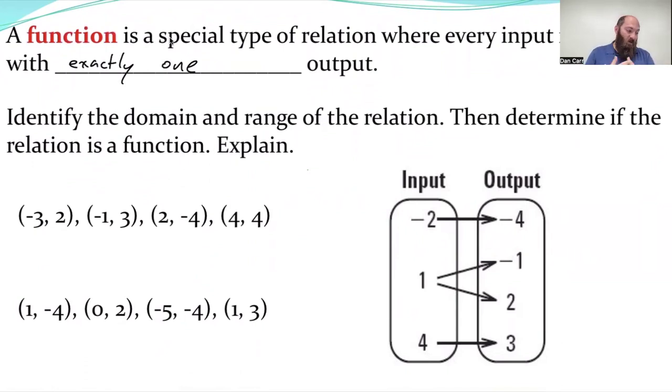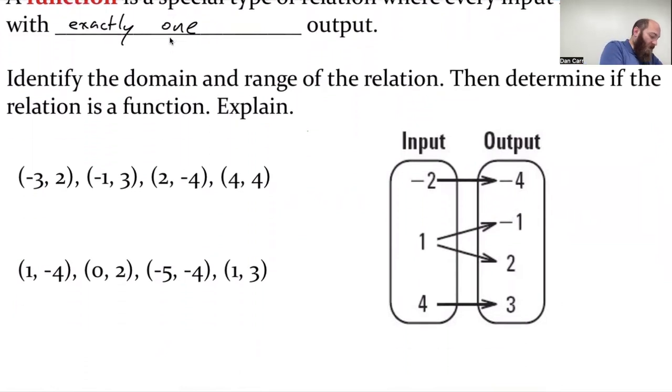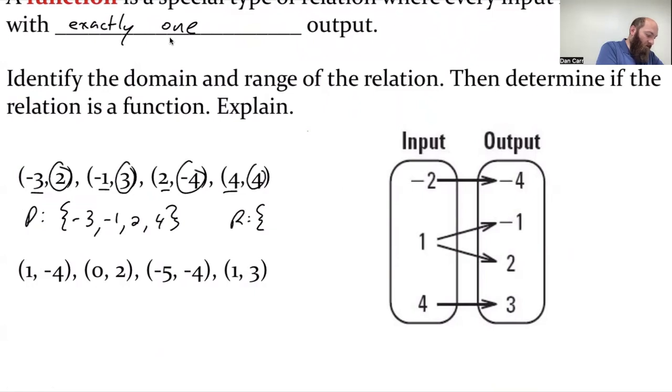So down here: identify the domain and range of the relation, then determine whether the relation is a function. In this case, I'll write domain, using set notation. The domain is all the X values, so I'm just going to write them out as a list: -3, -1, 2, and 4. The range is going to be the same way. I'm going to go with all my Y values: 2, 3, -4, and 4.